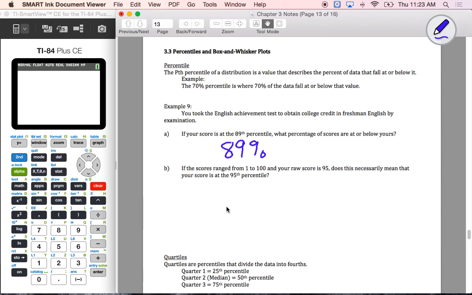For B, it says if the scores range from 1 to 100 and your raw score is 95, does that necessarily mean that your score is at the 95th percentile? No, that does not. Because there could be many of you that scored 95, so you would not necessarily be at the 95th percentile. Whereas sometimes, depending on the test, maybe not a lot of people did very well, and you had a score of 95, but you might be in the 99th percentile because you scored so much better than everybody else. So it's relative to what other scores are, not necessarily your raw score, but where you stand compared to everybody else. You're looking at the percent for that.